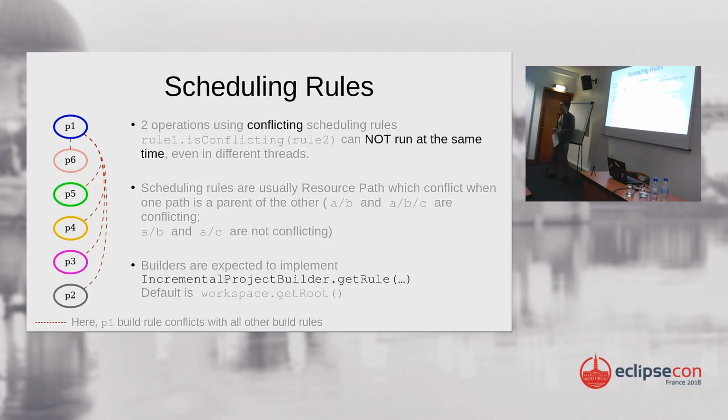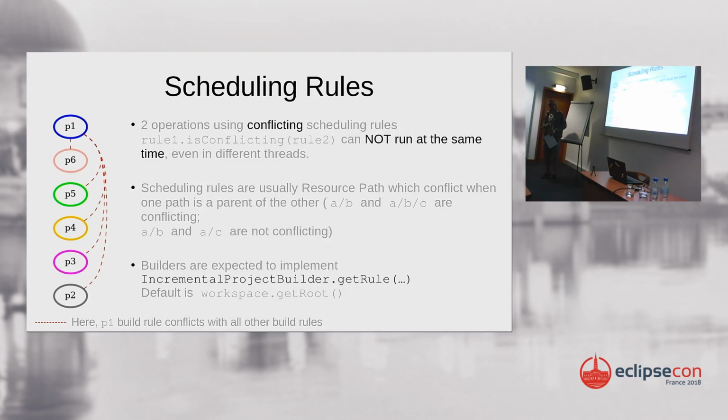By default, scheduling rules are often workspace paths. One rule will conflict with another if one is a prefix of the other. So a project is conflicting with any of its children. If you have 2 distinct projects, they are not conflicting, they are in different branches. And builders, which are classes implementing the incremental project builder, are expected to implement getRule. It is very important because the default one is workspace.getRoot, and we'll see many times in this talk how bad workspace.getRoot is as default behavior.